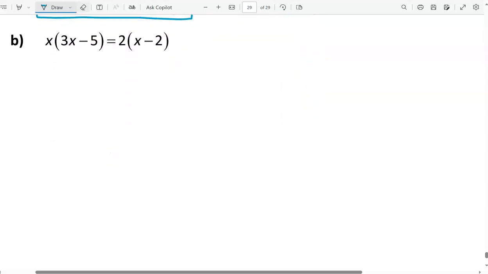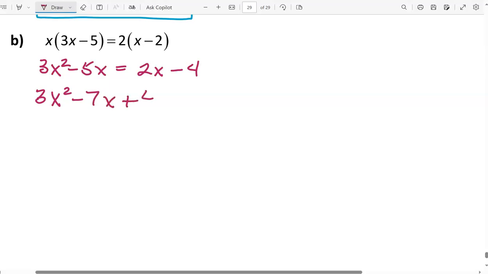In B, we have an equation to solve. Before we start moving terms, we must multiply on both sides. So you don't want to subtract until you multiply. Think order of operations. So 3x squared minus 5x is equal to 2x minus 4. Now let's subtract. Subtract 2x from both sides and add 4 to both sides. And now we have a trinomial equal to 0.